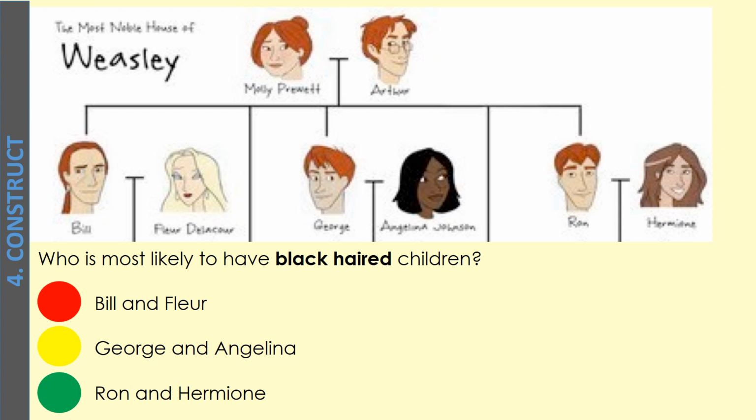Okay, so have a look at this family tree here. You'll see that both Molly and Arthur have had three children: Bill, George, and Ron. Obviously, we're just dealing with the men in the family here. And each of these men have married three different women and had children with them. So, whose children are most likely to have black hair? Obviously, Angelina is the only one of these three women here that has black hair, and so it's most likely that hers and George's children will have black hair. Who's the most likely to have blonde children? Well, by the same extension, the only blonde shown here is Fleur. So Bill and Fleur's children are the most likely to be blonde.